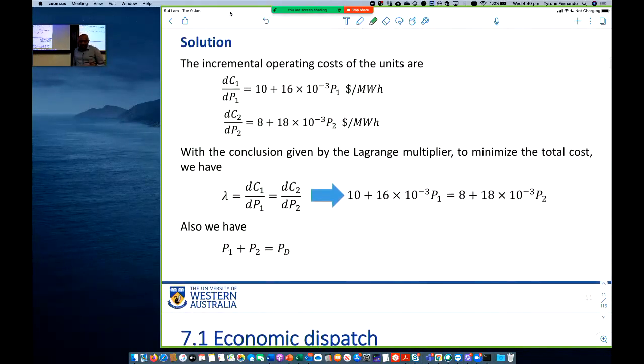So dC1/dP1 is given by that expression; we can differentiate. dC2/dP2 can be found the same way. So lambda is the value when those two are equal. When it's optimized, those two derivatives, the incremental costs, must equal each other. We also have P1 plus P2 must equal the demand, whatever the demand is, because what the two generators generate must equal the demand. So we have two equations with two unknowns.